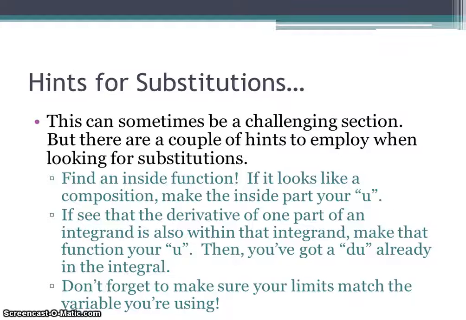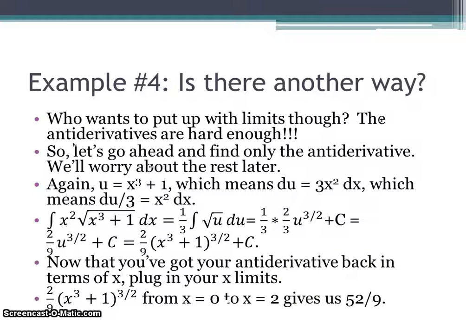So finally, some hints for substitutions. This can sometimes be a challenging section because you have to test out certain things, and some things work and some things don't. You also really have to be familiar with all the different antiderivatives that we've seen in the last couple of months. But there are a couple of hints to employ. First, find an inside function. If you got something inside of a square root or a trig function, make that inside part your u. If you see that the derivative of one part of an integrand is also within that integrand, make that function your u.